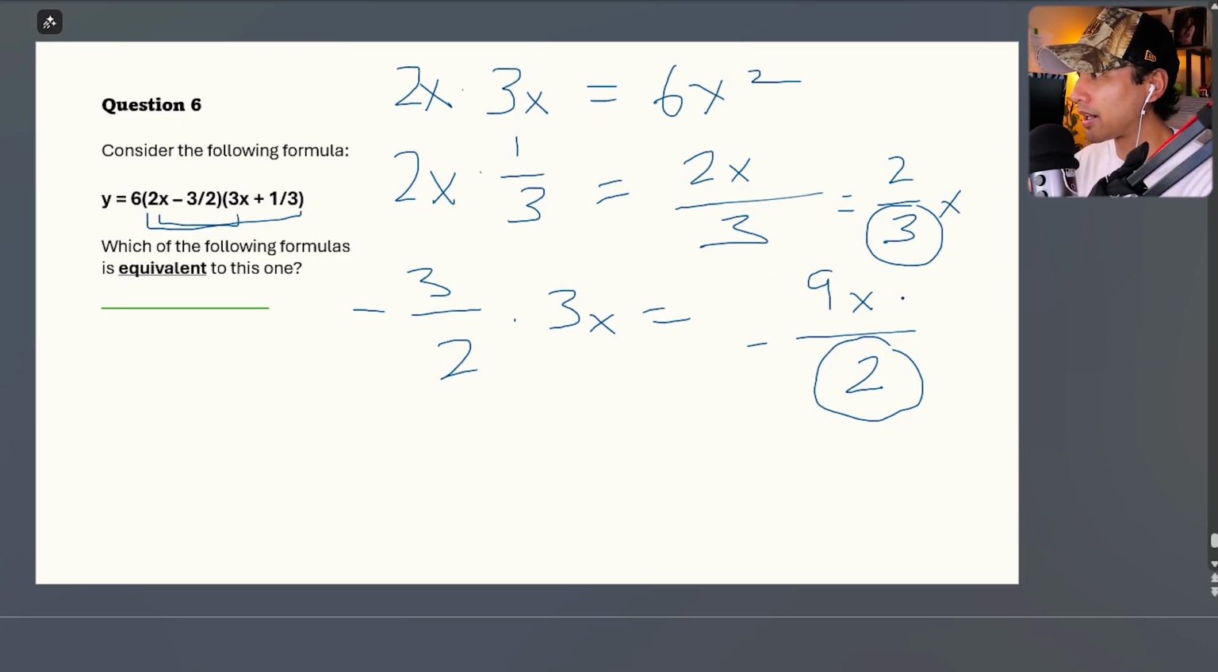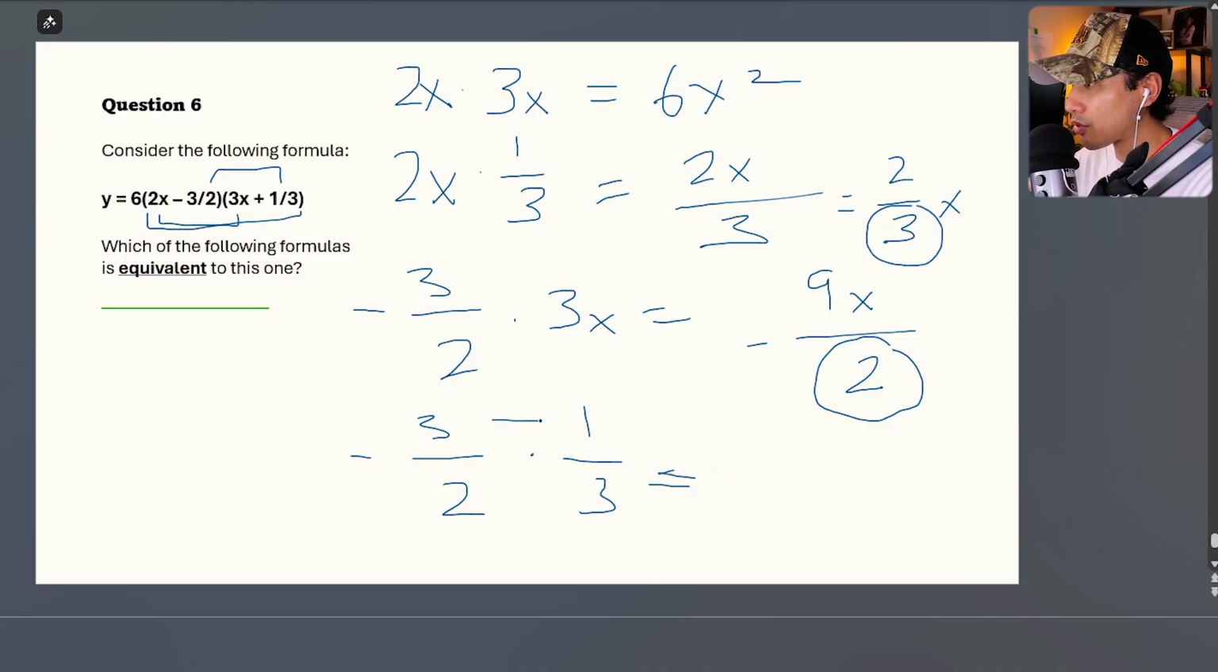Oh, we did our last term, right? We did -3, yeah. And our last one is -3/2 times 1/3 equals. And when you multiply, you just go straight across. So it's 3/6, and it's a negative. And to simplify it even more, it's just -1/2.